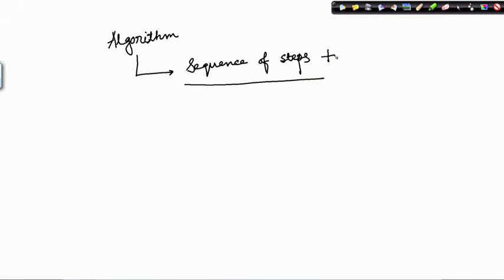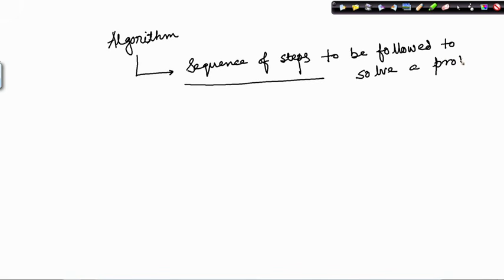In the last lecture, we had concluded with a term called algorithm. And we said that an algorithm means a sequence of steps that are followed to solve a problem.